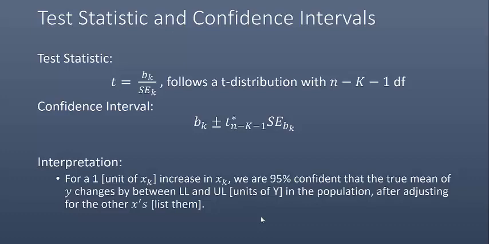We can also calculate confidence intervals for the slope coefficient as we did with simple linear regression, using the estimate plus or minus the t-star multiplier with n minus k minus 1 degrees of freedom and the standard error of the estimate. The confidence interval is interpreted as, for a 1 unit increase in the predictor, we are 95% confident that the true mean of the response changes by between the lower limit and upper limit units of y in the population after adjusting for the other x variables. And it is important that we list those in our interpretation.